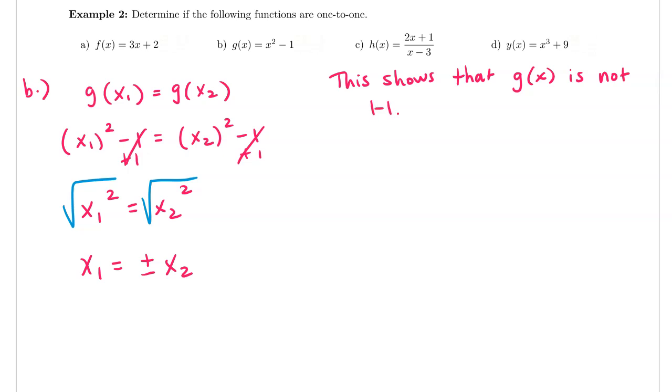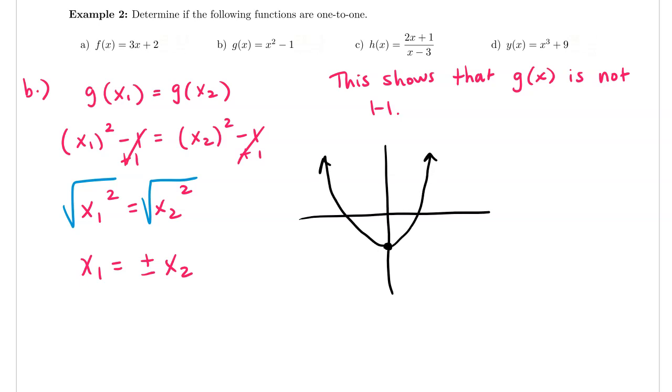And we might have already expected that, because if you were thinking about what the graph of g of x equals x squared minus 1 looks like, that's a parabola with a vertex at (0, -1). So it looks something like that. And similarly to example 1, if I drew a horizontal line, it would fail the horizontal line test. So we might have already expected that going into part B. Let's go ahead and solve part C now.